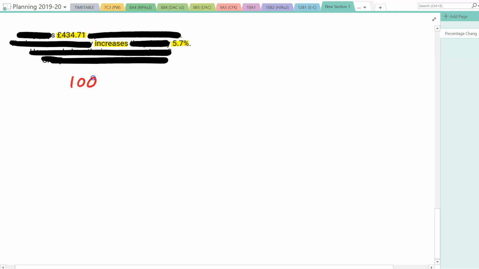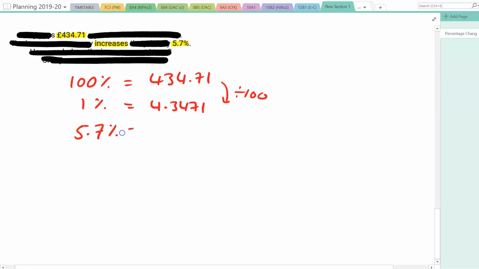So we know that 100% is worth 43471. So 1% is that divided by 100, which is 434.71. We want 5.7%, so we have to multiply by 5.7. Another one I'm not going to waste time doing by hand since I've not got long left on my video time. 434.71 times 5.7 is 2477.847.